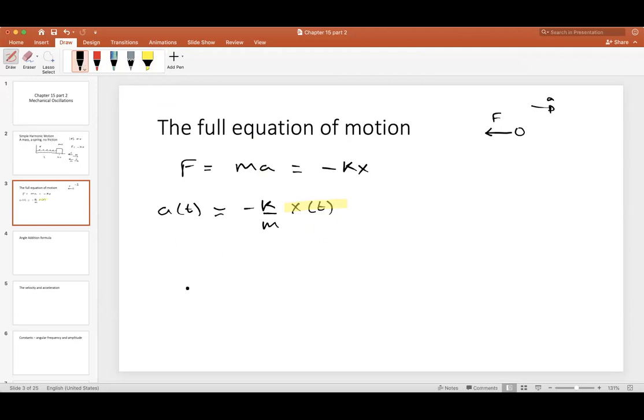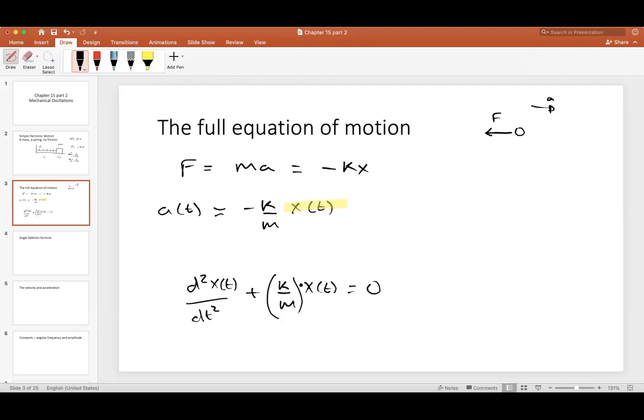And we note that a of t is the second derivative of the displacement function with time. If I move this over, I get plus k over m times x of t, and I set this equal to 0. So I know that what I'm looking for is some function where the second derivative plus k over m, some constant, times the original function gives me 0.